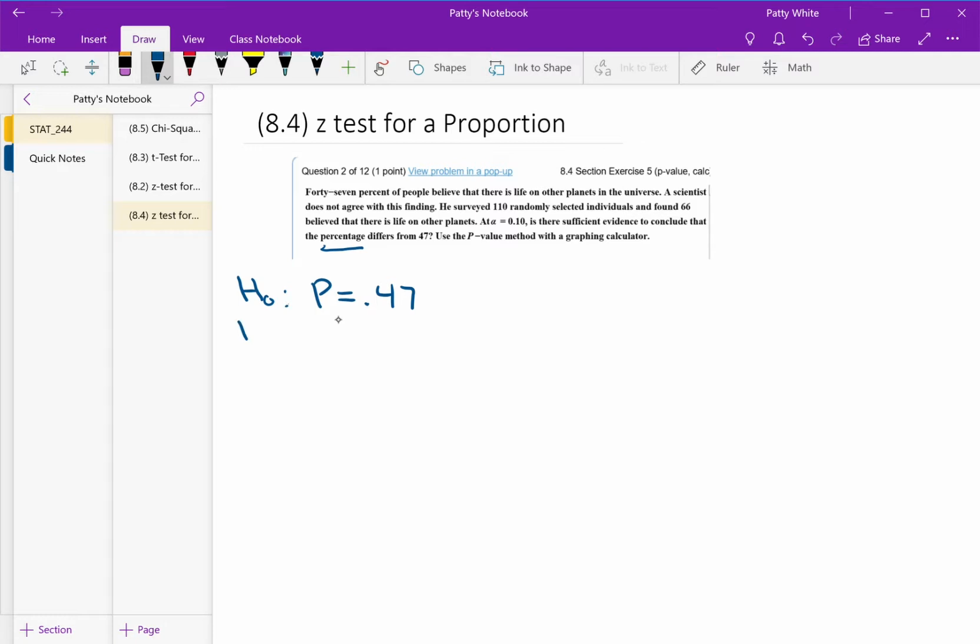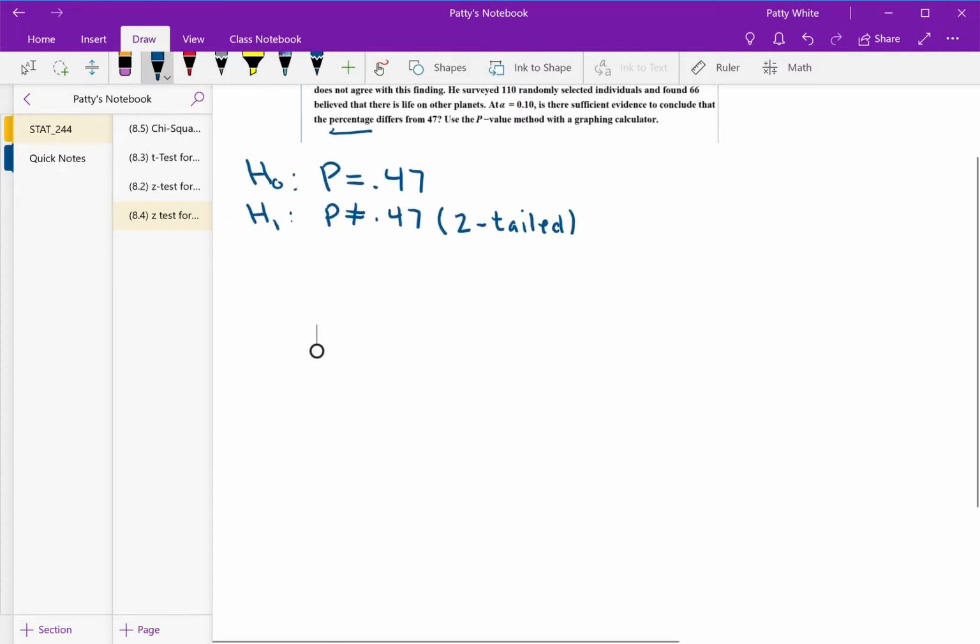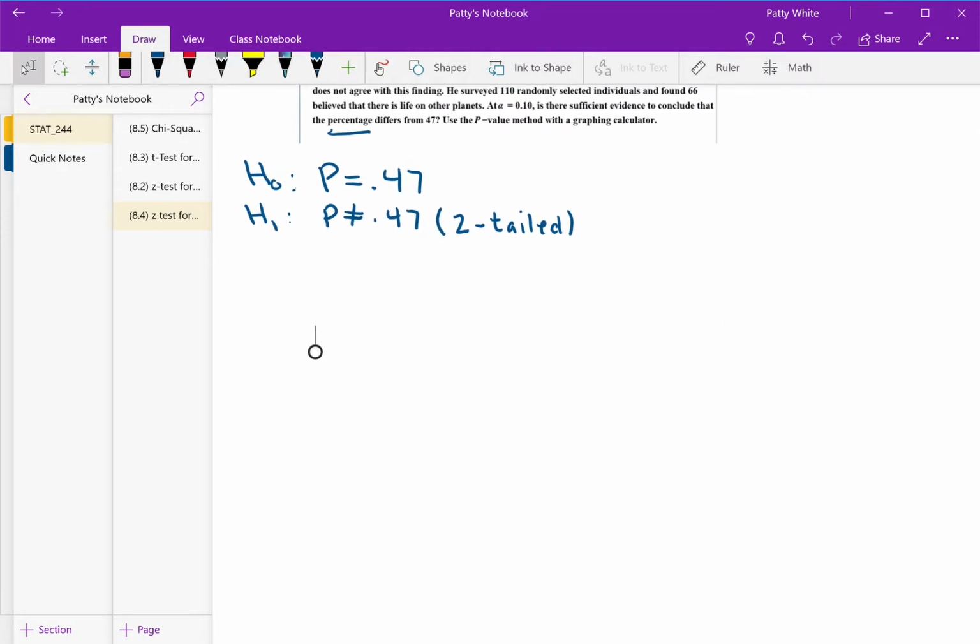The alternative is that the researcher believes that the population proportion is not equal to 0.47. He does not say if it's greater than or less than, just that it's not equal. So that means that we have a two-tailed test. If we're going to use the p-value method, then we need to find a test statistic. So let's go ahead and write that down.